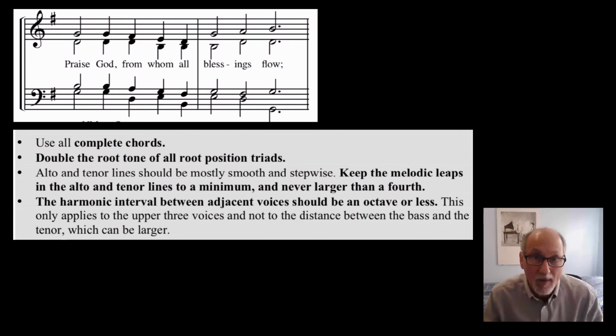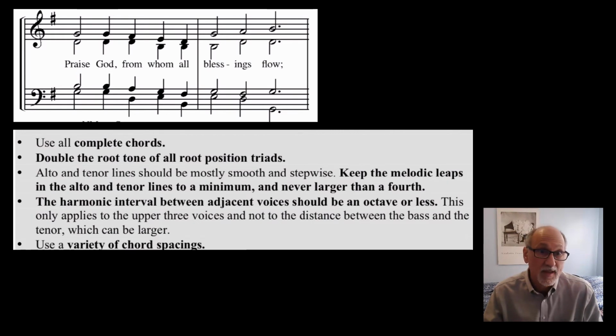Next rule, the harmonic interval between the adjacent voices should be an octave or less. Sometimes we call that the vertical distance. This only applies to the upper 3 voices and not to the distance between the bass and the tenor, which sometimes is much larger than that.